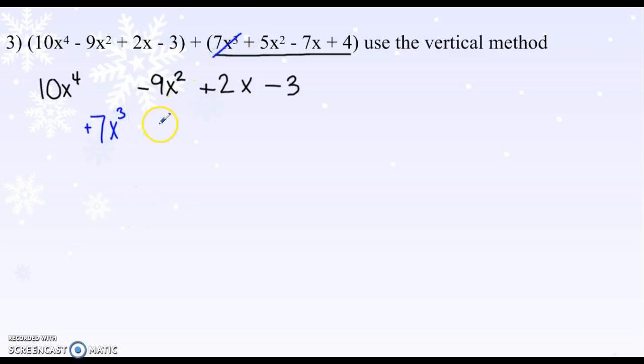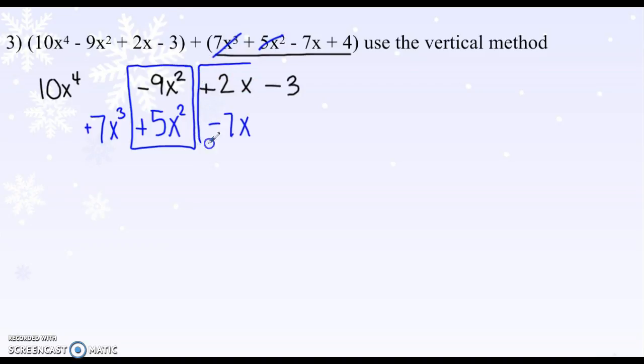And then I'm going to write down the next one, a positive 5x squared. I'm going to line it up so that it's lined up under this one, because those are like terms. Then I'm going to take a negative 7x and line it up under its like term. And then I'm going to take a positive 4 and line it up under its like term.